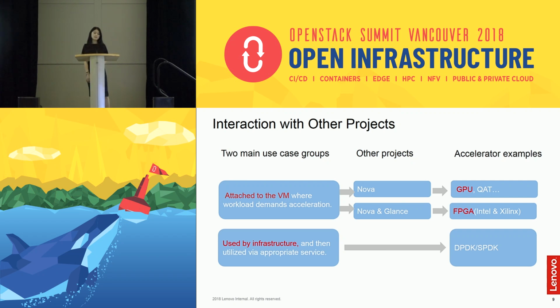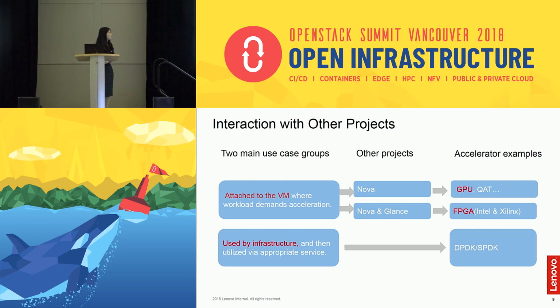Hence the interactions are a little different. In the first use case group, accelerators are attached to a VM, where the workload demands acceleration. That way, Cyborg interacts with Nova, and examples are the FPGA, the GPU, and the QAT. All of them interact with Nova and Glance, like FPGA.